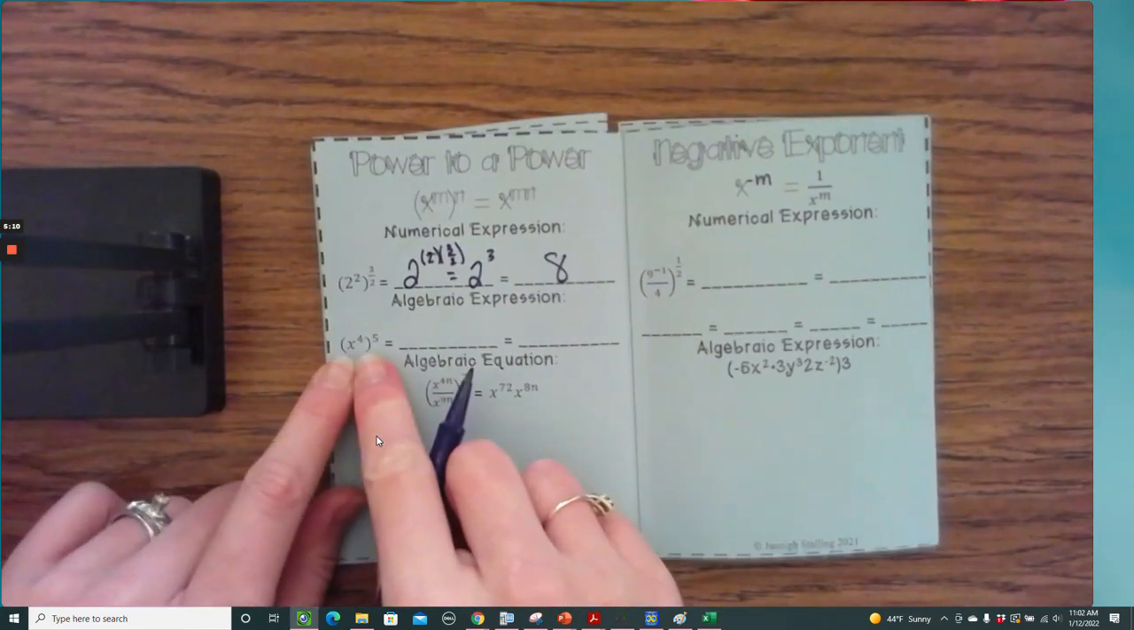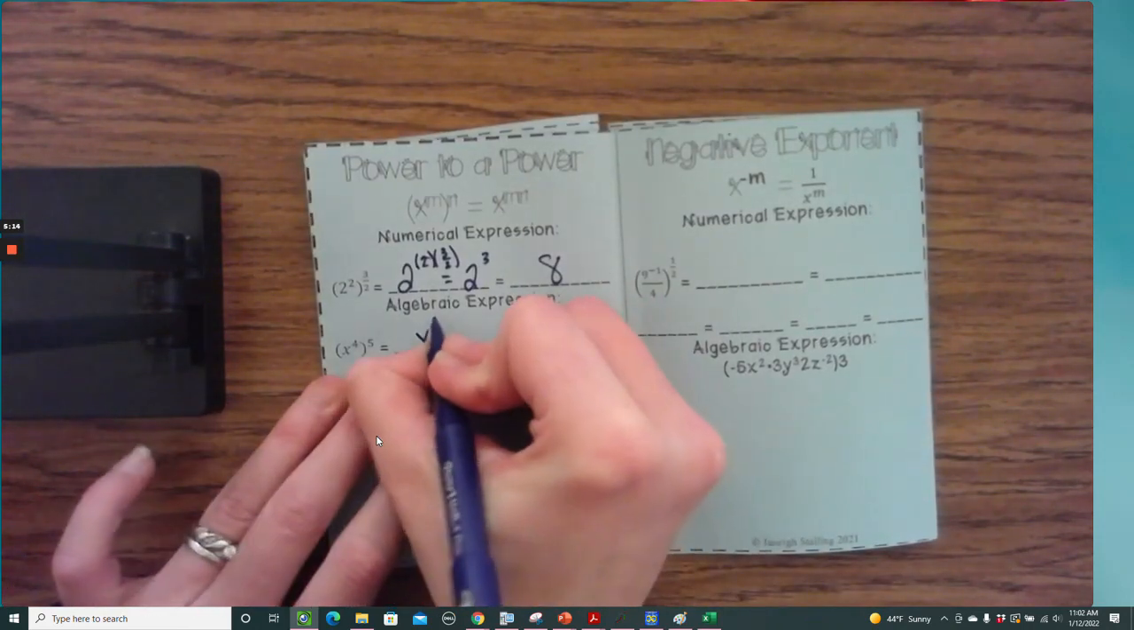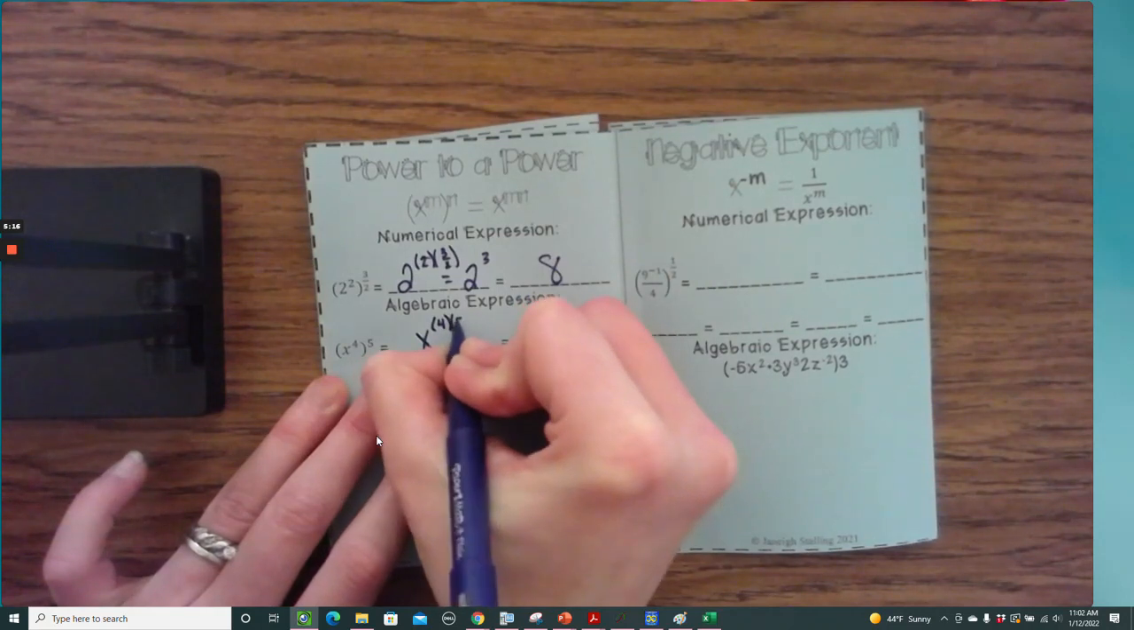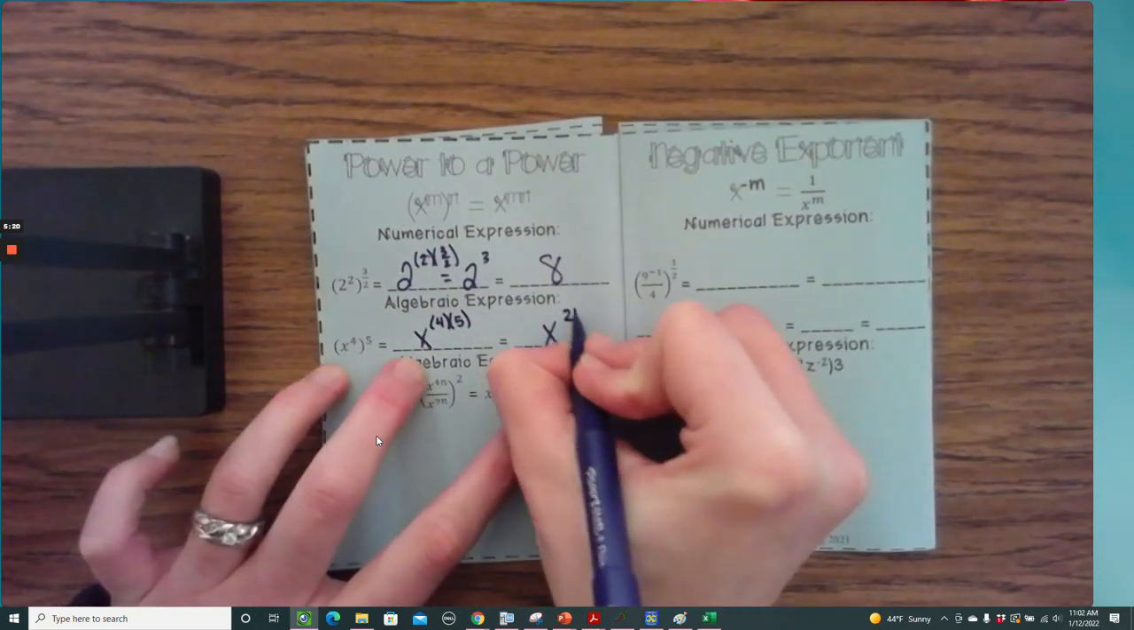Okay? X to the fourth and then to the fifth is the same as x to the fourth times the fifth power. 4 times 5 is 20.